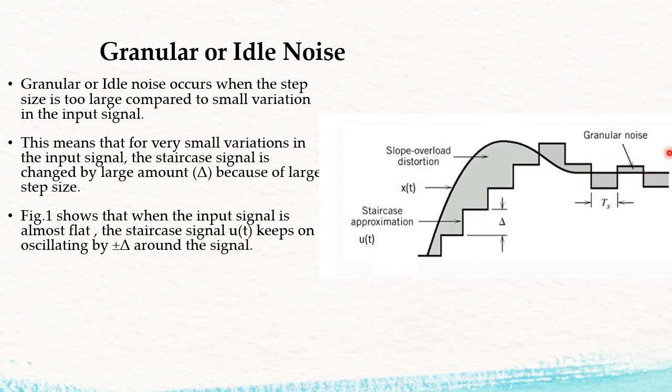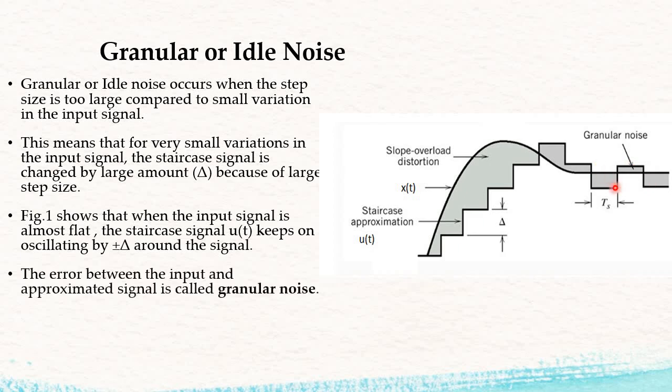we can observe in this particular figure that when the input signal is almost flat, the signal u of t keeps on oscillating. Actually if your input is constant, we expect the output should be constant, but as the step size is oscillating, we are getting the output as 1010, and this type of error is called granular noise. And the solution for avoiding granular noise is to keep your step size small.